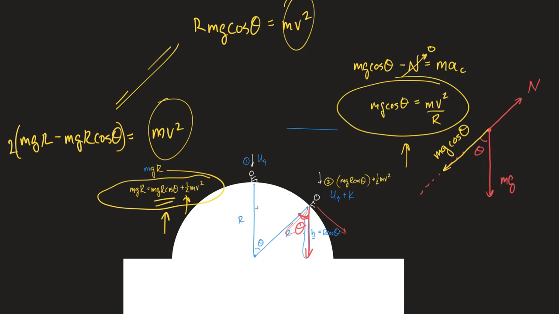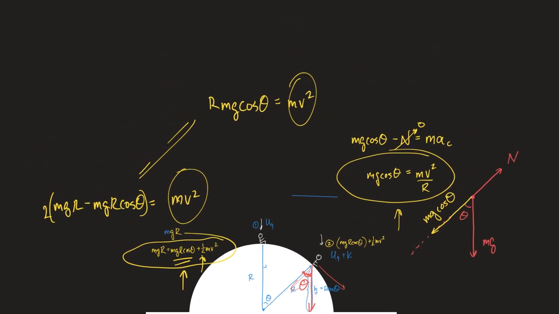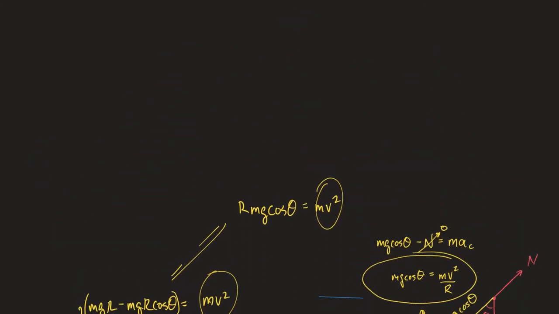Okay. So let's do that. And this is getting messier and messier. So yeah. I would prefer it to be less messy. So let's put it way over there in the corner. And we have 2 times mgr minus mgr cosine theta equals r mg cosine theta.